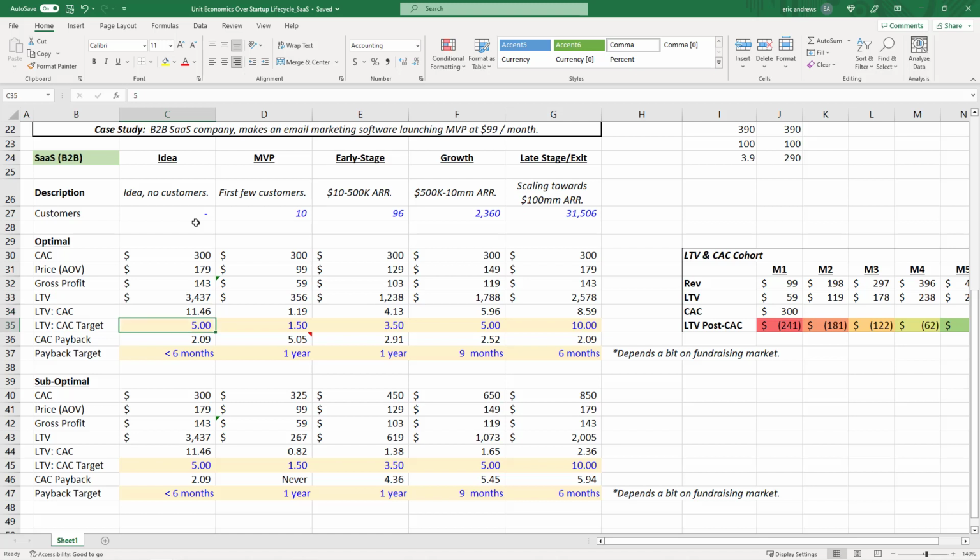And I'm saying that an LTV to CAC target at a minimum should be 5 for a SaaS company, and 5 to 10 is ideal, and best-in-class companies can even have an LTV to CAC ratio of more than 10.